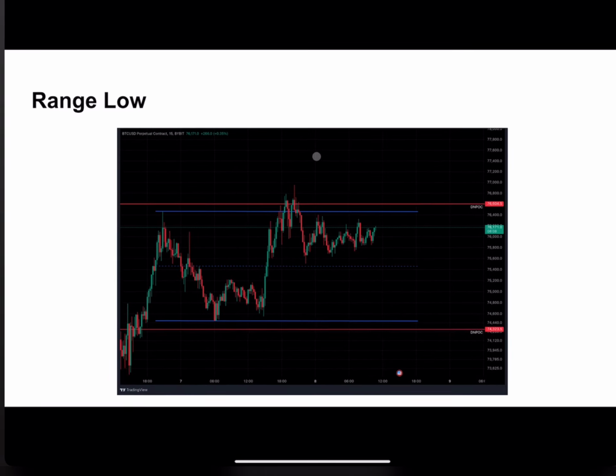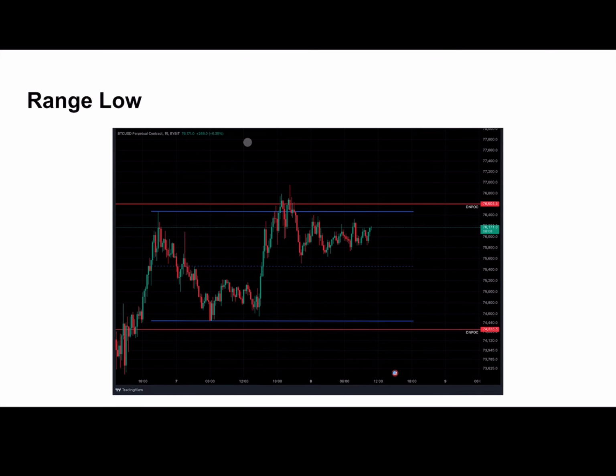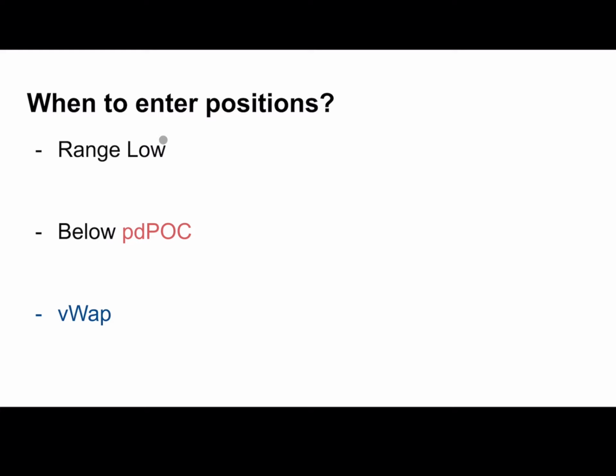Secondly, if you're not aware of how to actually find ranges, the second thing you can do is look for positions below the previous day's point of control.